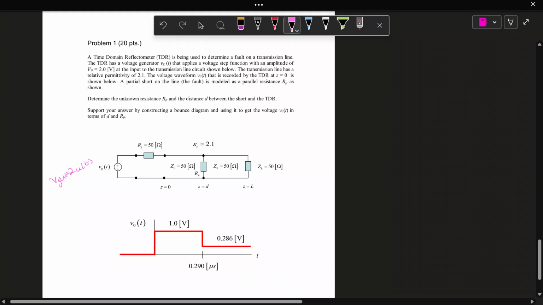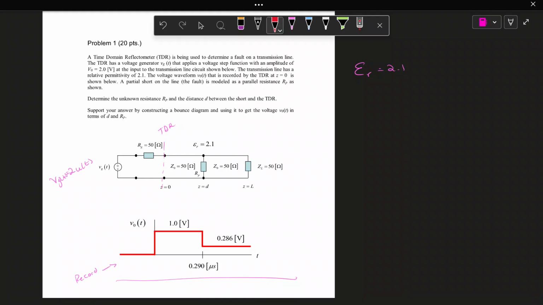The transmission line has a relative permittivity, epsilon R, equal to 2.1, and the voltage waveform V0 of T that is recorded by the TDR at Z equal to 0, so this is where the TDR is, is shown below. This is what the TDR records. A partial short on the line, the fault is modeled as a parallel resistance, which is right here. So now we have to determine the unknown resistance RP and the distance between the short and the TDR. It says support your answer by constructing a bounce diagram and using it to get the voltage V0 of T in terms of D and RP.